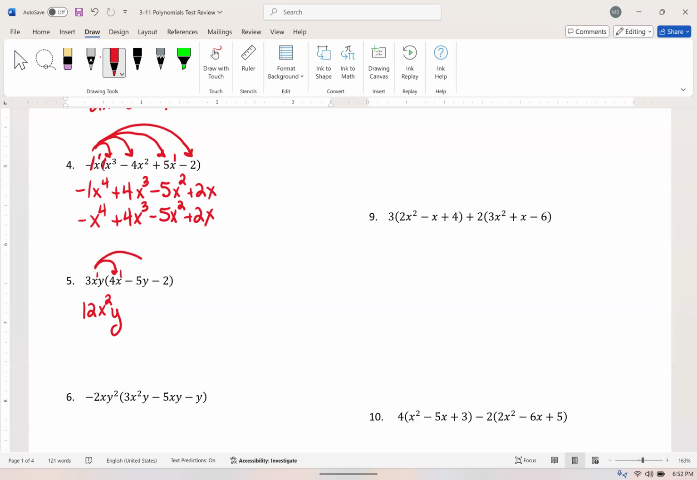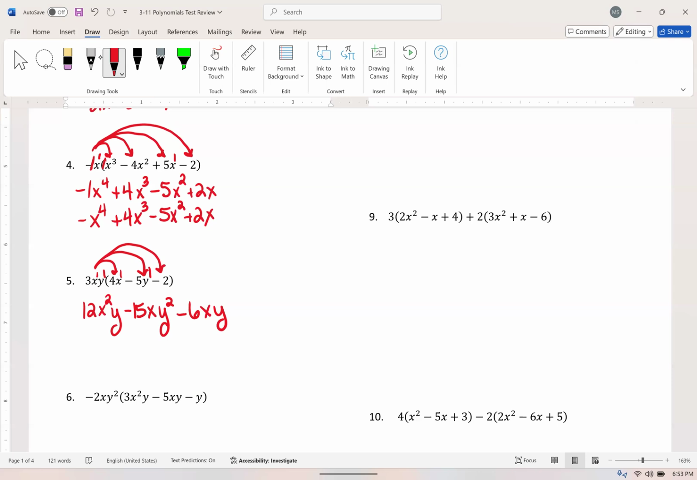Right, now we're going to distribute to the second term. 3 times negative 5 is negative 15. We don't have an x to multiply with, but we do have a y to the first and a y to the first. That is y to the second. And finally, 3xy times negative 2, that would be negative 6xy.